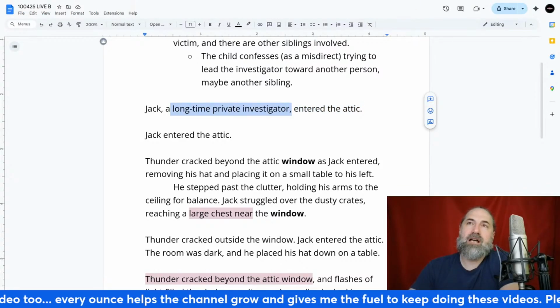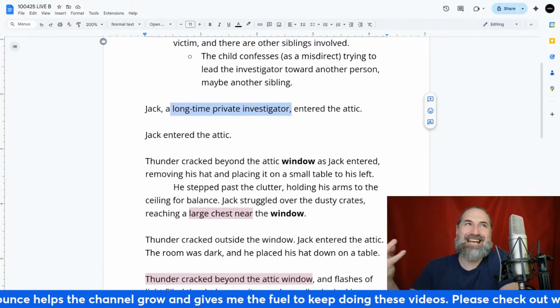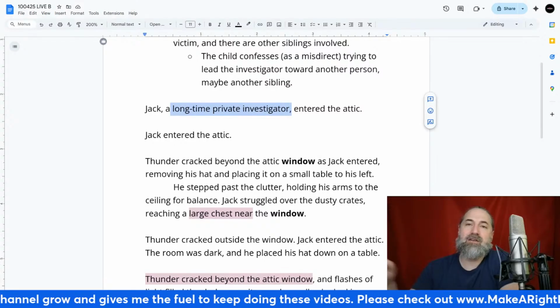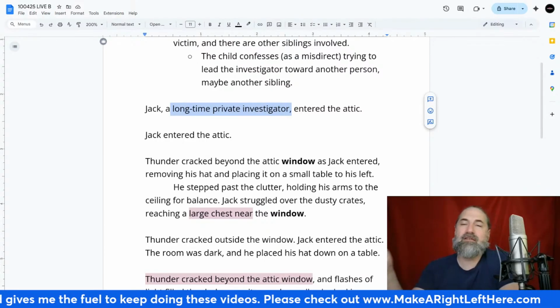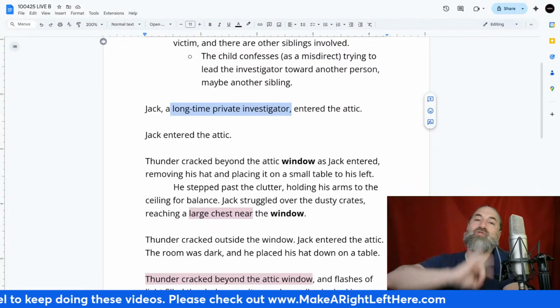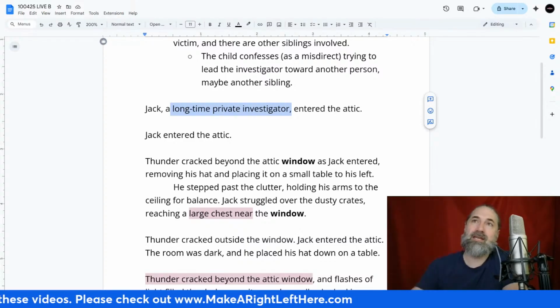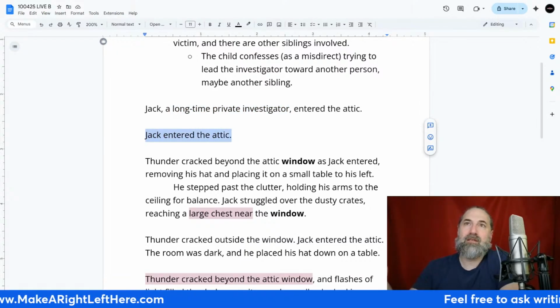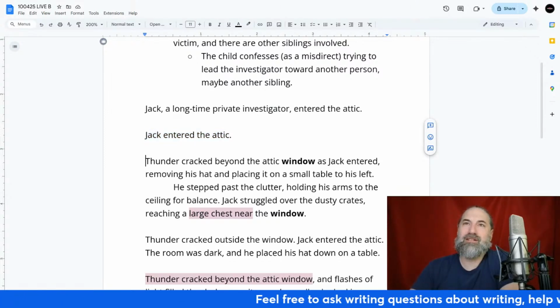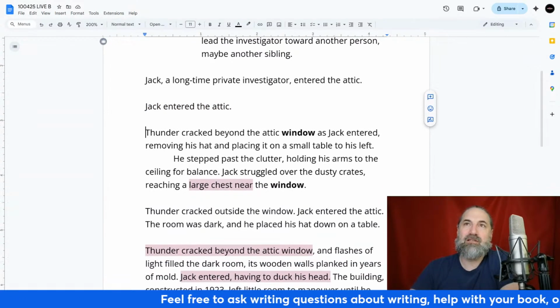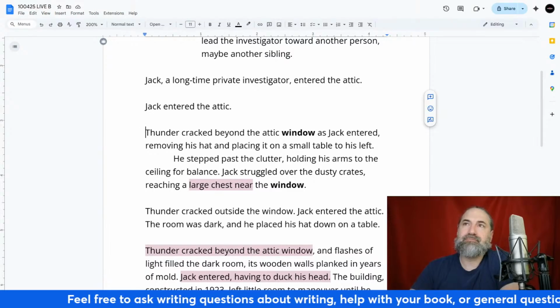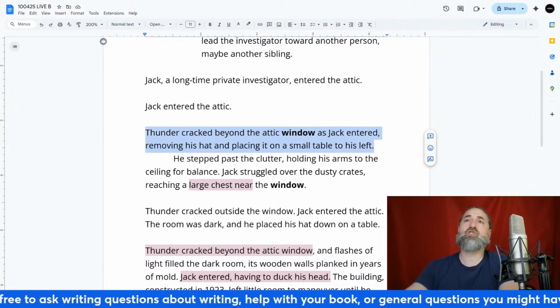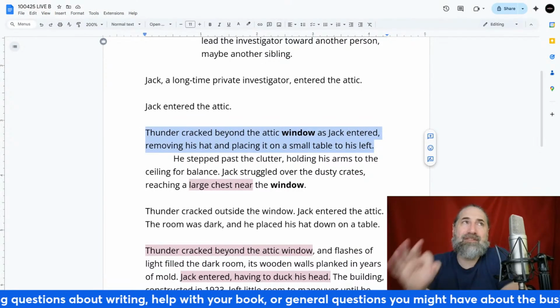A long-time private investigator is an aside, and because that's an aside or detail that doesn't move the narrative forward, it becomes a slow read, and this is slow pace. This is fast pace. It's also, coincidentally, a fast read, only because we're not trying to make sense of a lot of information. All right. This is also slow pace, but this is a fast read.